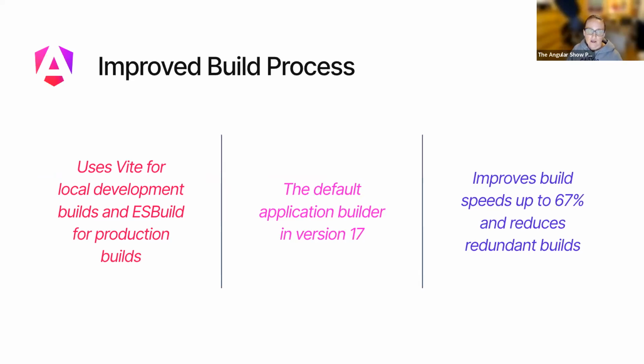Now, under the hood, by default, Angular is using Vite for local development builds. If you're not familiar with Vite, Vite's super fast. So that speeds up our local development, and then it's using ESBuild for production builds. This is the default application builder in version 17. And what they're seeing is it improves build speeds by up to 67% and reduces redundant builds. Previous to this, several of the steps would get built over and over again. And now this is allowing the pipeline to reuse some of those build steps.